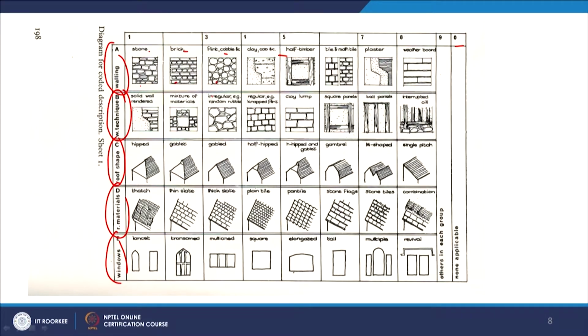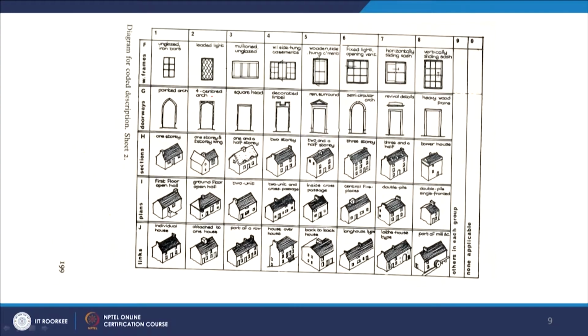So once you have this kind of template with you, then similarly we have it for window frames, doorways, sections, plans, the links, the chimneys and all other things. So you have this variety of typology. It's a kind of stencil, you are getting a template of what all options could be possible within it. And this could even be developed by initially studying a few examples, and then you make a template of it.